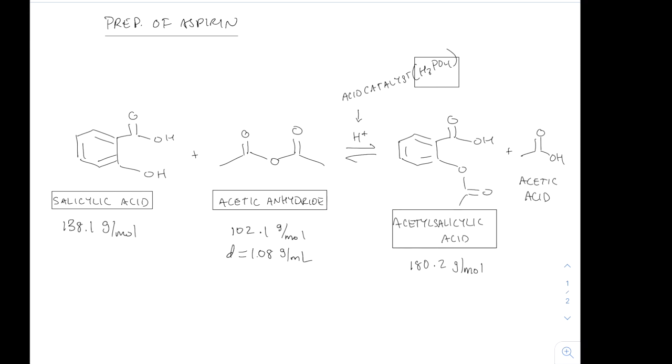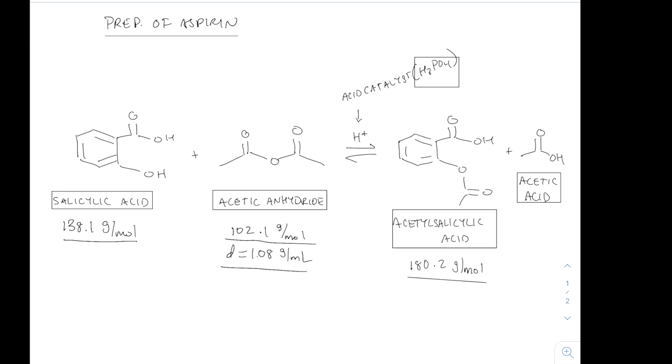Underneath all of these, I have the molar masses: salicylic acid 138.1 grams per mole. I have acetic anhydride 102.1, as well as a density of 1.08 grams per milliliter. And then aspirin is 180.2 grams per mole. And the acid catalyst is not important because what goes in comes out. That's the idea of a catalyst.